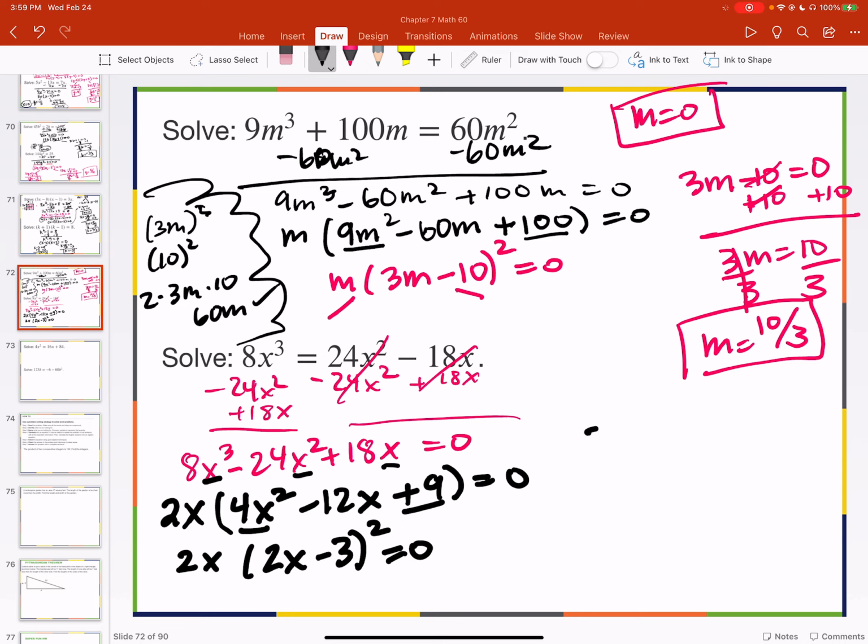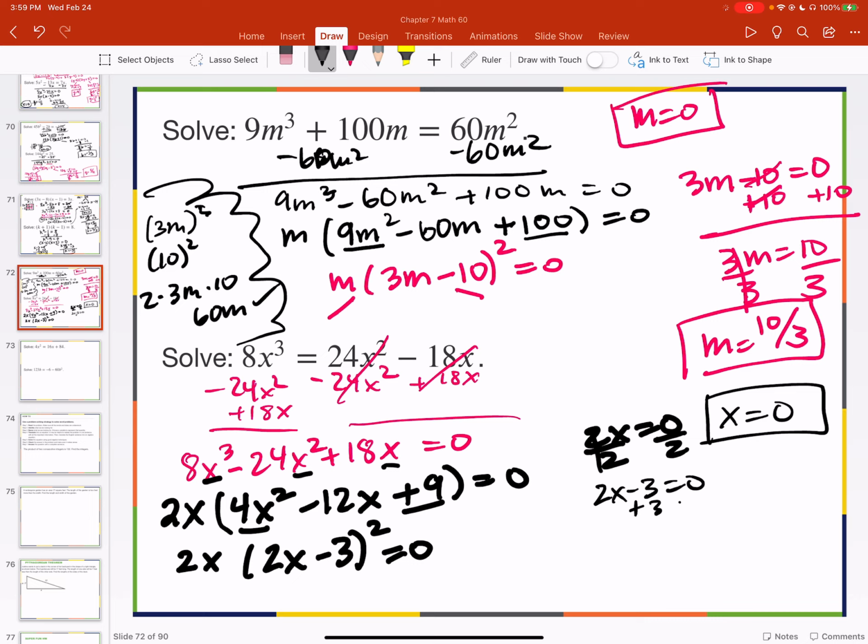So go ahead, zero product property, 2x is equal to 0. Well, that just means that x is equal to 0. Whenever you have a constant times the variable and that's equal to 0, that just means the variable must be 0, if you have a constant other than 0, a number, coefficient. So 2x minus 3 is equal to 0. Solving for the variable gives us 2x is equal to 3, divide by 2, x is equal to 3 halves, and that's it for this one.